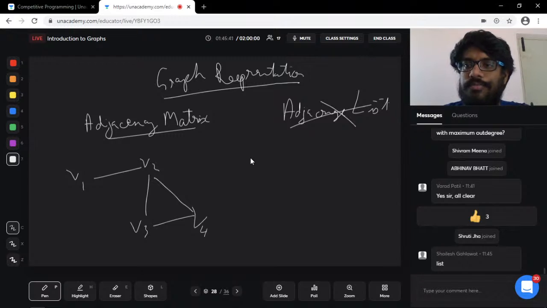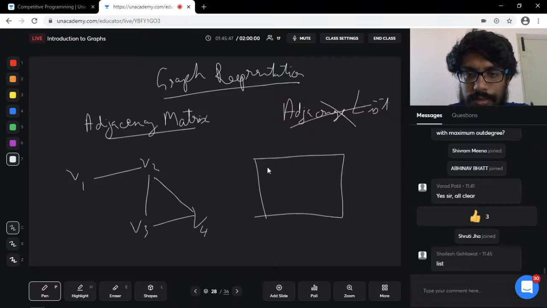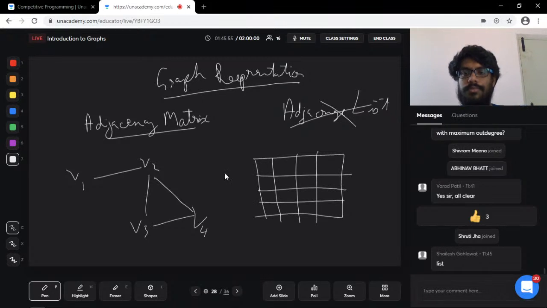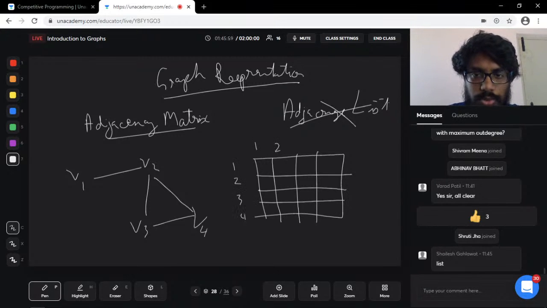Suppose this is my graph, right? So the adjacency matrix corresponding to this will be a 4 cross 4 matrix. A matrix is nothing but a 2D array, right? It's 1, 2, 3, 4, 1, 2, 3, 4. And wherever there is an edge between 1 and 2, right? So it's V1 and V2 is a 1.